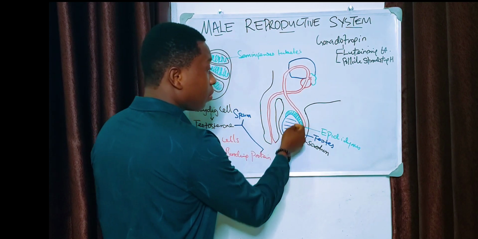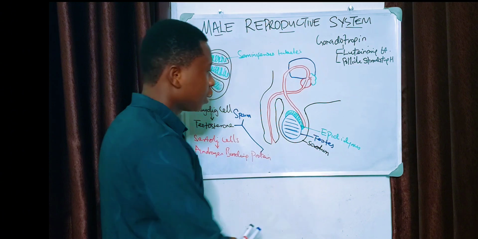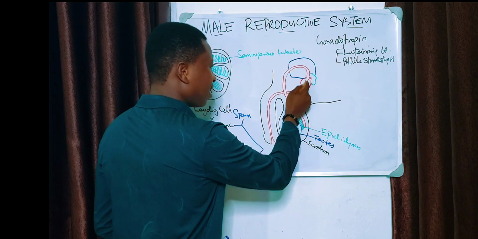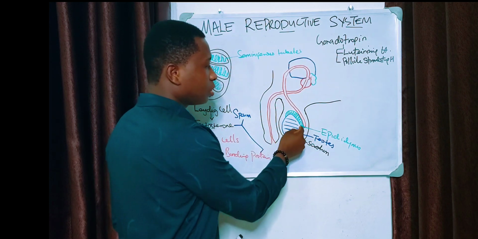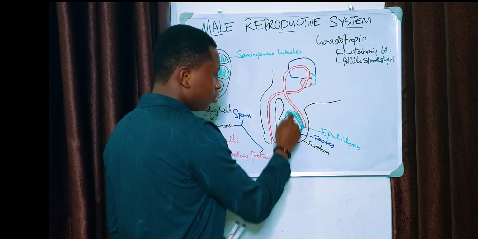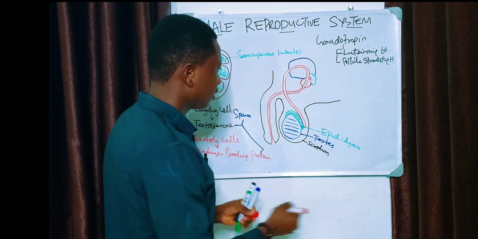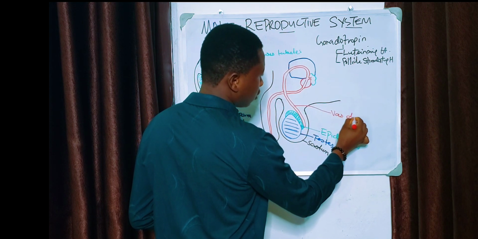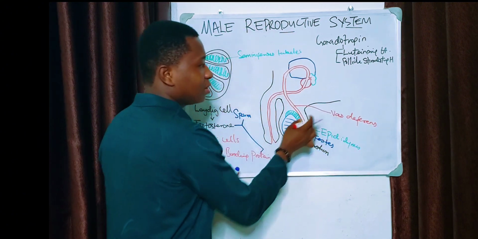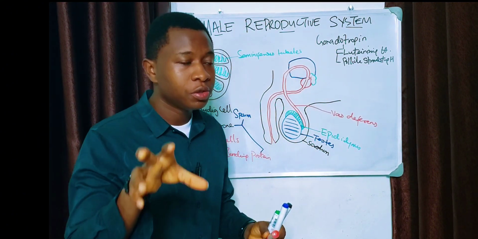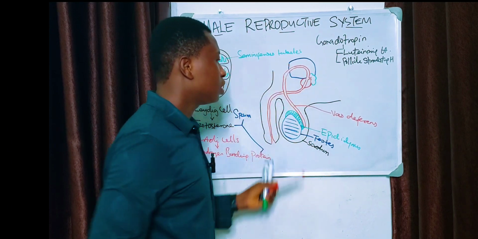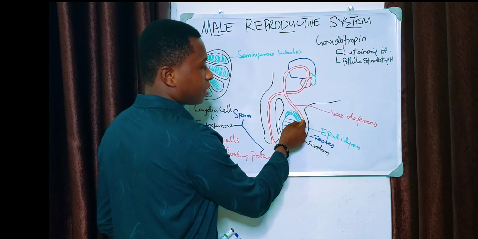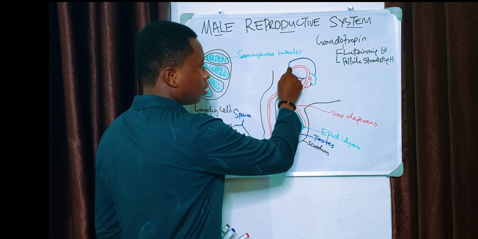From the epididymis, when the sperm are mature enough, they move into this tube that will later come out from the penis. This tube is known as the vas deferens, and this is where the name vasectomy comes from. If you don't want to have children anymore, you can cut this part, which is a vasectomy. Then the sperm moves along the vas deferens up to this point.